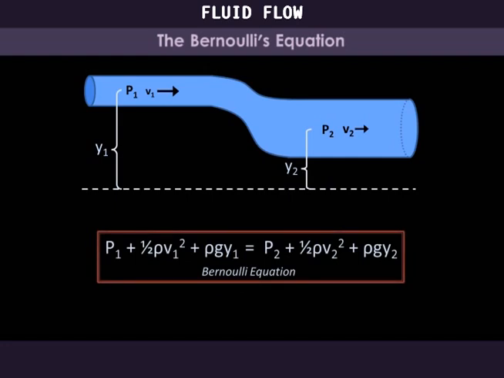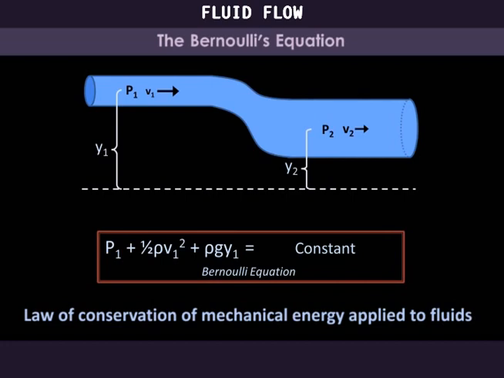The pressure at point 1 plus a half times density times velocity at point 1 squared plus density times g times height at point 1 must be equal to the sum of these same values at point 2. In other words, the sum is a constant. This equation may look a little complicated until you realize that just like the continuity equation is nothing more than the conservation of mass, Bernoulli's principle is a law of the conservation of mechanical energy applied to fluids.